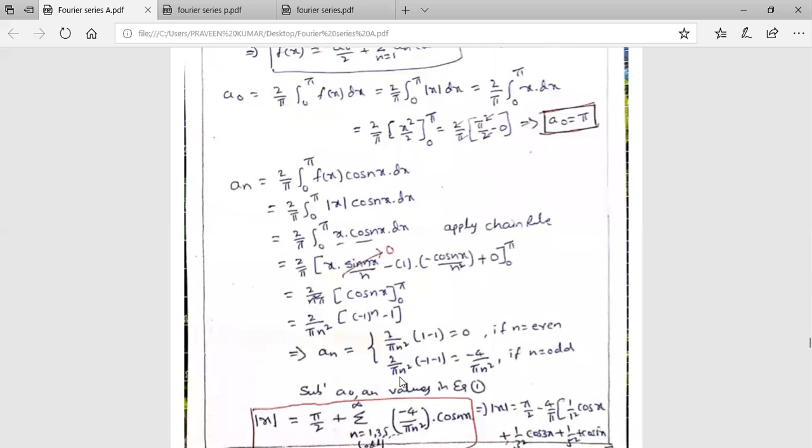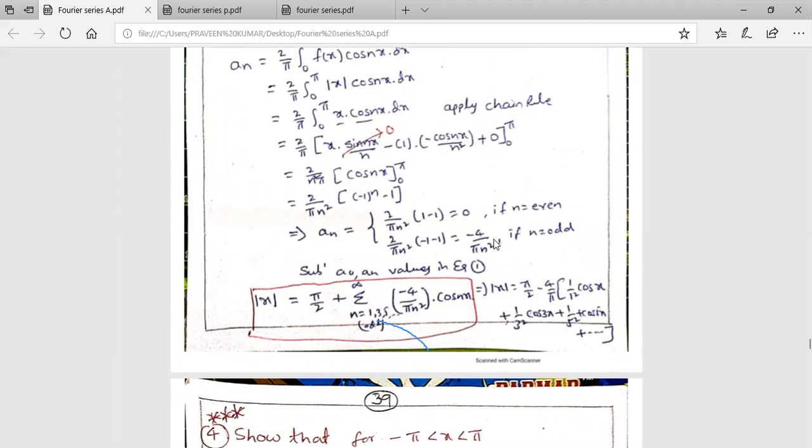So if n is odd, minus 1 power n will be minus 1. Like n is odd in the sense minus 1 power 1 will be minus 1, minus 1 power 3 minus 1, like that. So minus 1 minus 1 will get minus 2. Minus 2 into 2, minus 4 by pi n square. If n is odd, we are going to get this. So therefore what it means, we are going to get 1, 3, 5, 7 like that. So this an is defined when n is equal to odd numbers only.